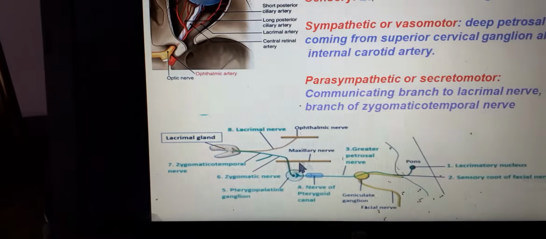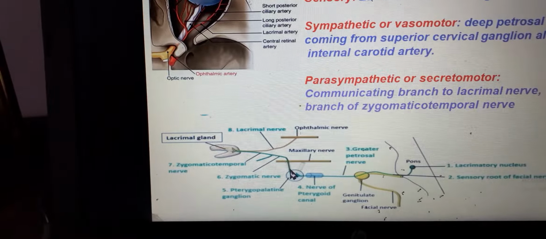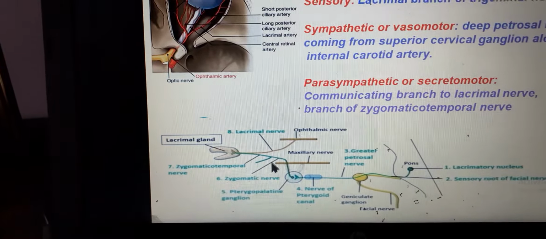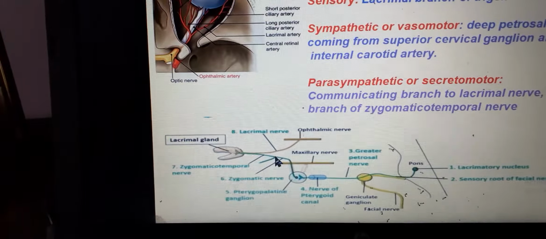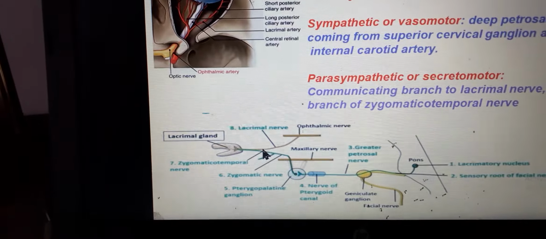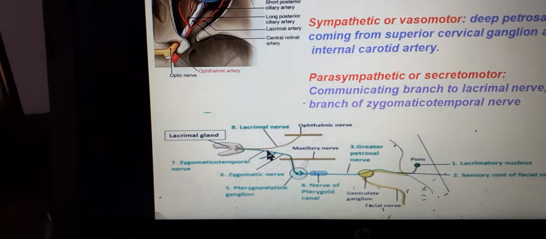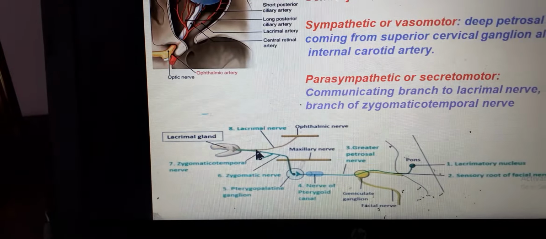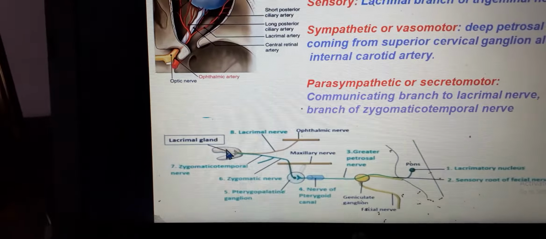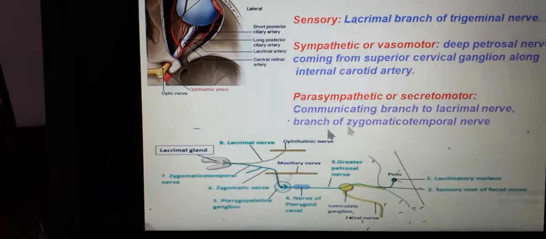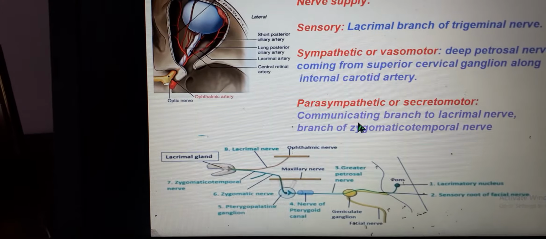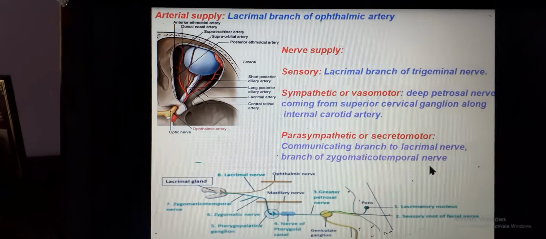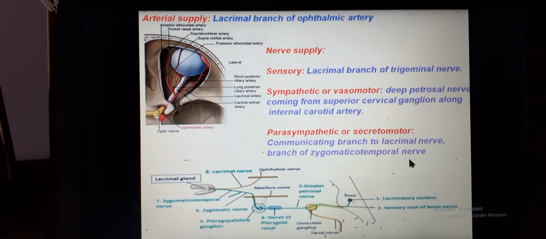Then it reaches the pterygopalatine ganglion, which gives rise to the zygomatic nerve, and one of the branches of the zygomatic nerve is the zygomaticotemporal nerve. This one is the zygomaticotemporal nerve, and there is one communicating branch which reaches up to the lacrimal gland. So the communicating branch to the lacrimal nerve, branch of the zygomatic nerve, is the secretomotor fiber.